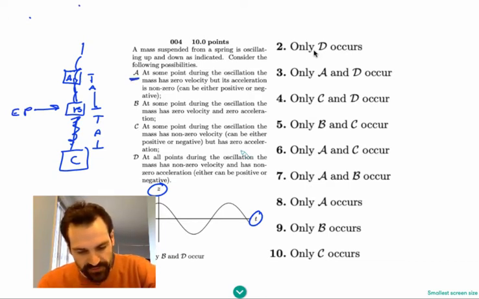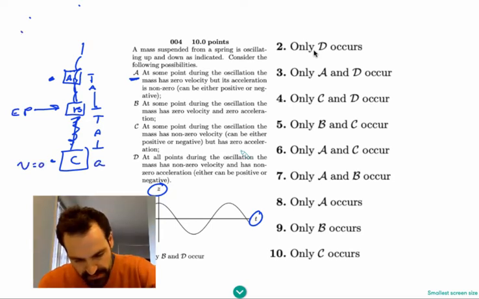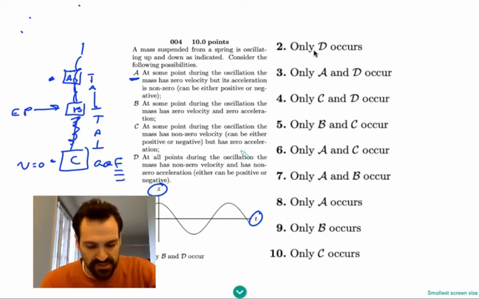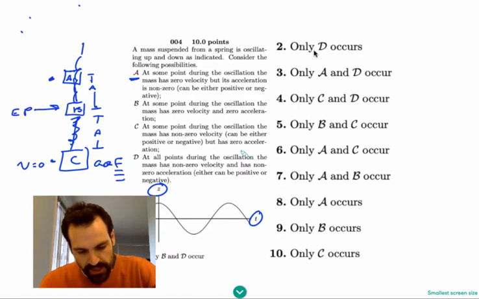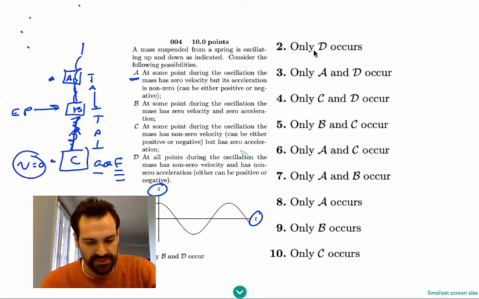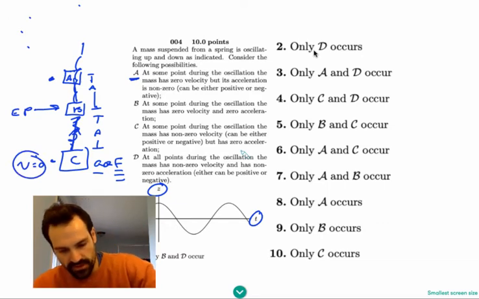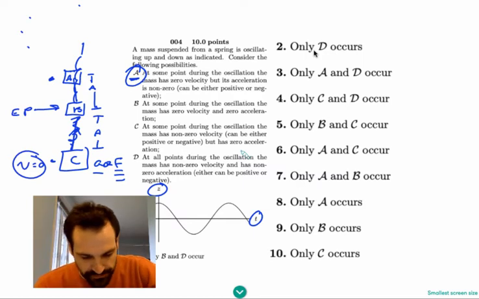Well, we found from the last problem that when it's at either position C or position A, the velocity is 0, and the acceleration is at a maximum, because acceleration is directly proportional to the force. So when it's at max stretch, position C, the force is the greatest, the acceleration is greatest, and the velocity is in fact 0. So A is definitely true.